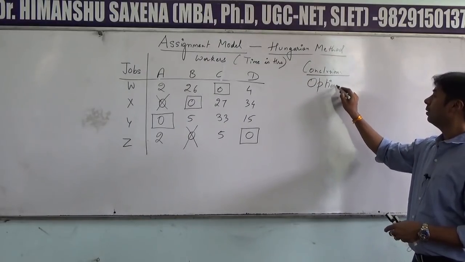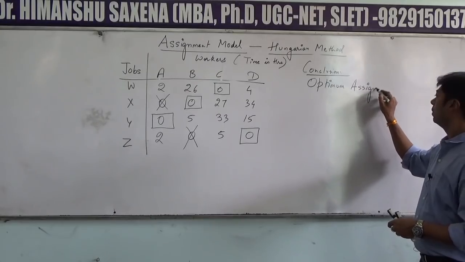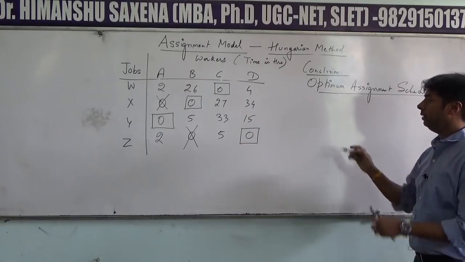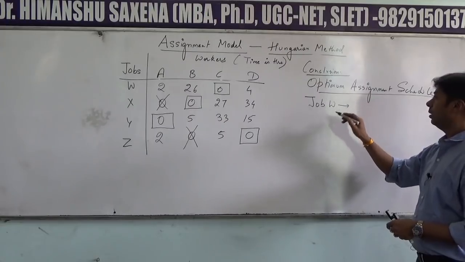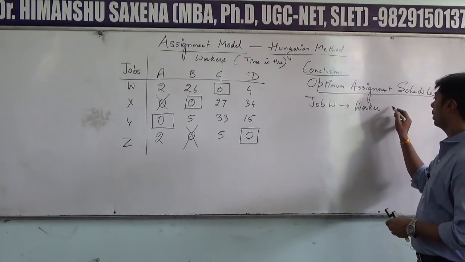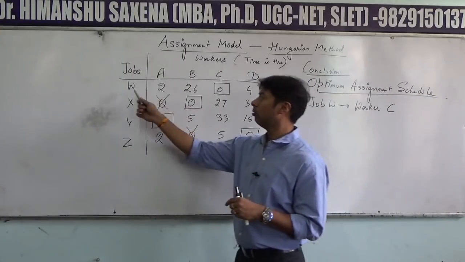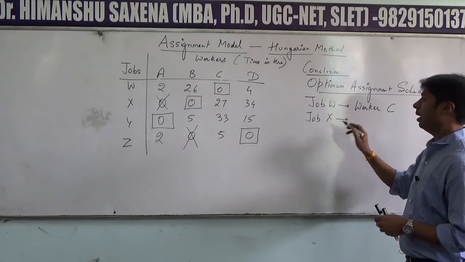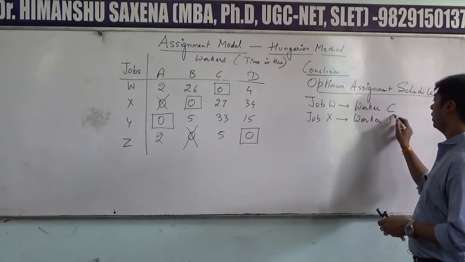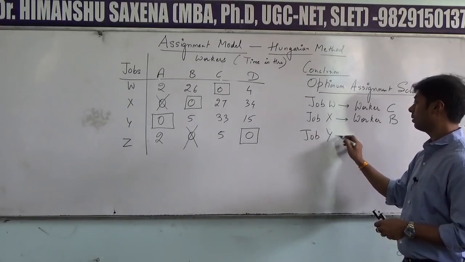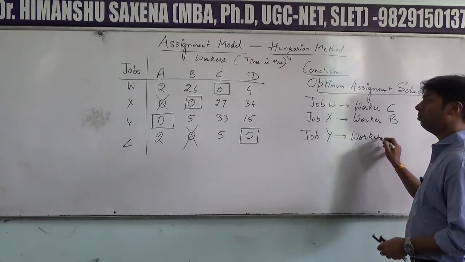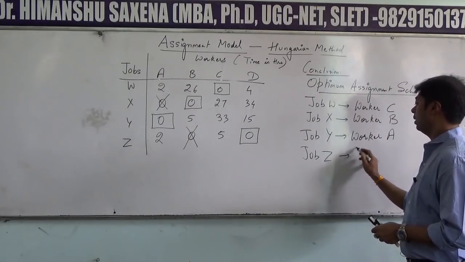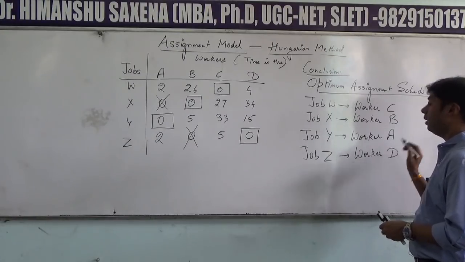optimum assignment schedule. How we are going to give it? Please see job W. This has been allotted to worker C. Right? In this particular row, there is a box under column number C. Then job X has been allotted to worker B. Job Y has been assigned to worker A. Job Z has been assigned to worker D.